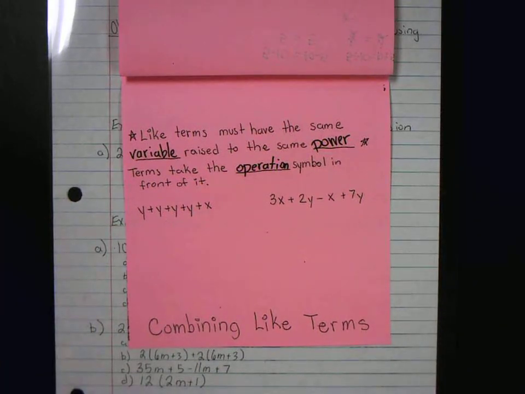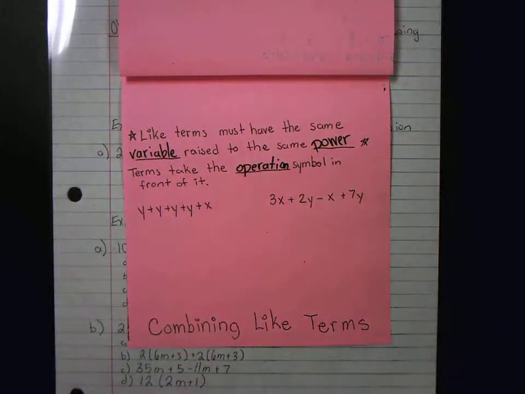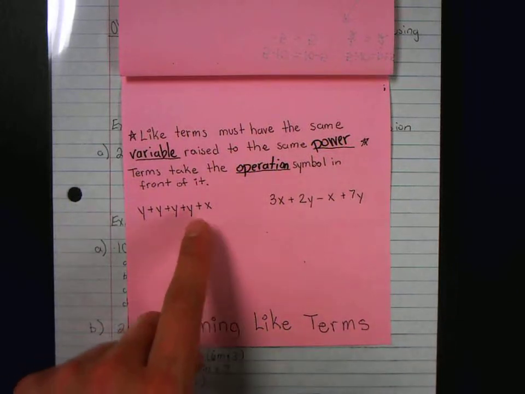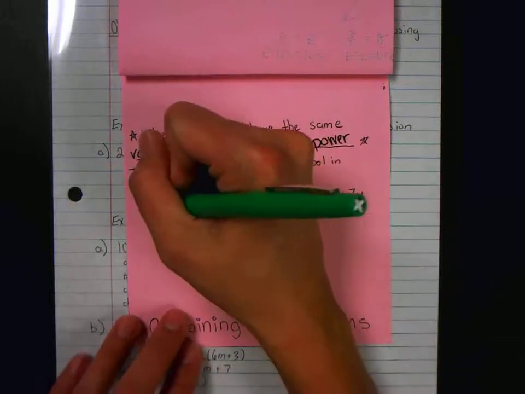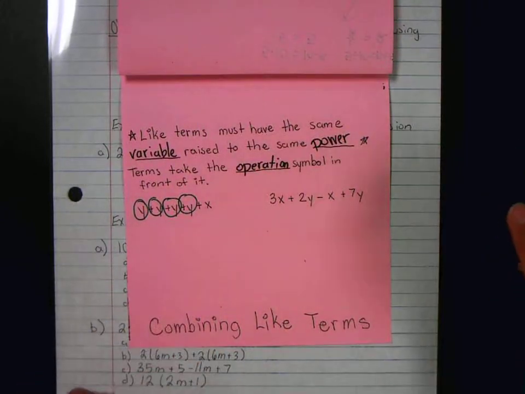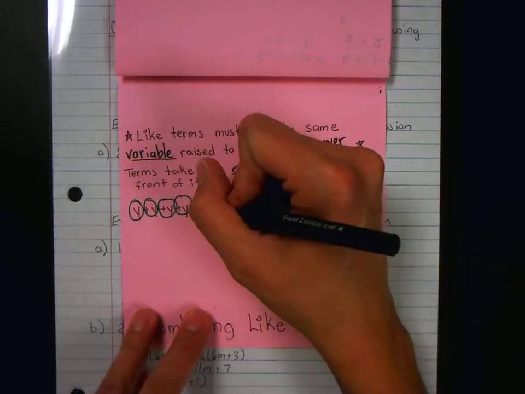All right, I've got 2 examples here. And what I suggest having is a different color pen or pencil with you so that you can kind of separate your different terms. I've got y plus y plus y plus y plus x. I'm going to circle all my y's and the symbol in front of it. And then I'm going to box and use a different shape for my x's.